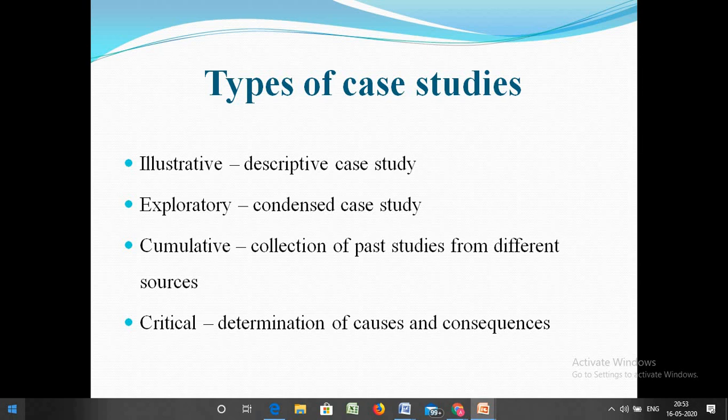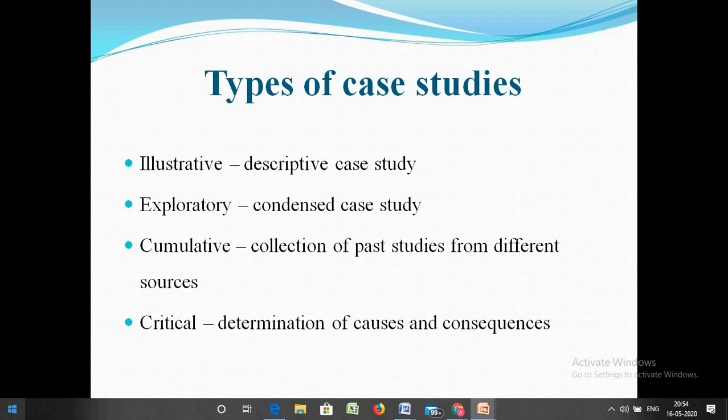Second is exploratory. Now, these are actually condensed case studies, that is compact case studies performed before implementing a large-scale investigation. That is why it is also called a pilot case study, because its basic function is to help identify questions and select types of measurement prior to the main investigation or prior to the beginning of any investigation.